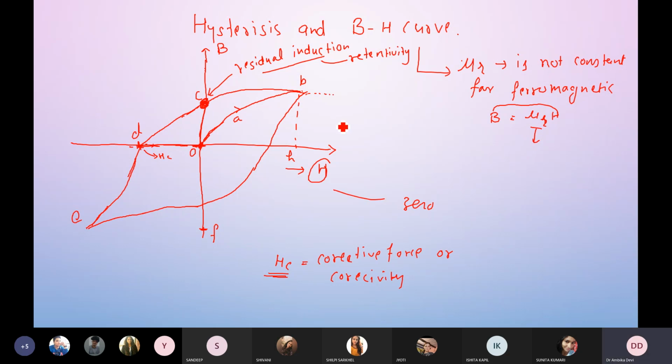And many times it has been asked in the examination, maybe small questions like what is coercivity, or what is coercive force, or what is residual induction, or what is retentivity. Okay, so this is the hysteresis. Anything you want to ask?